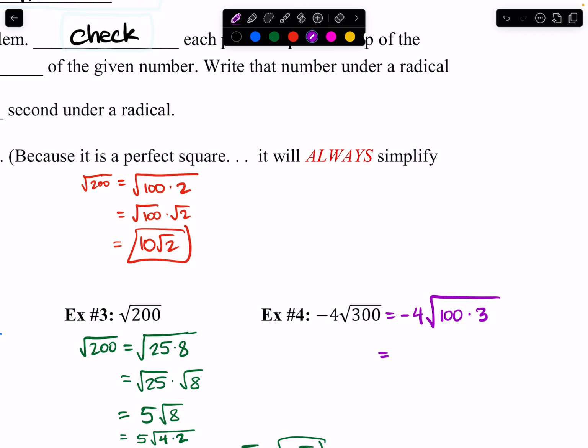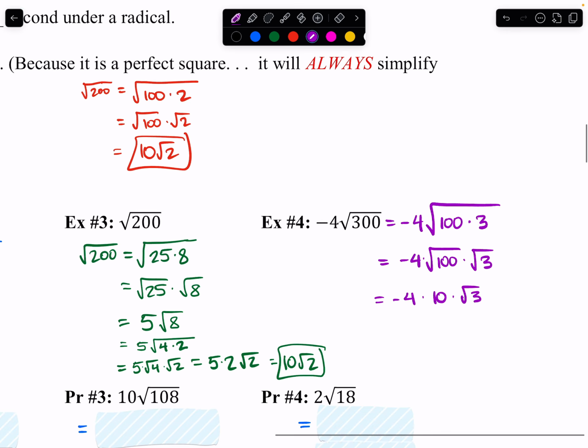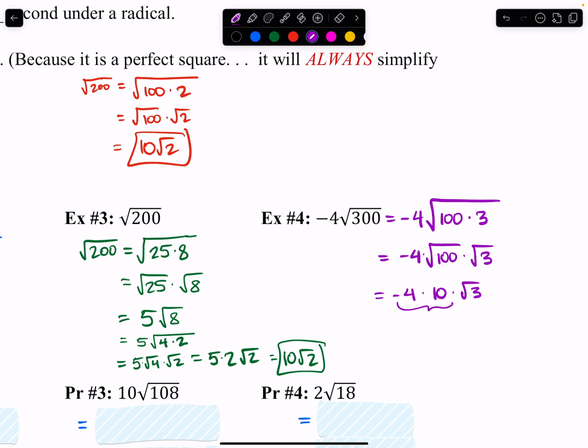And according to that property we wrote at the top of our page, that's the same as -4 times the square root of 100 times the square root of 3, which is -4 times 10 times the square root of 3. And I know -4 times 10, that's -40. But the square root of 3 just has to stay there.